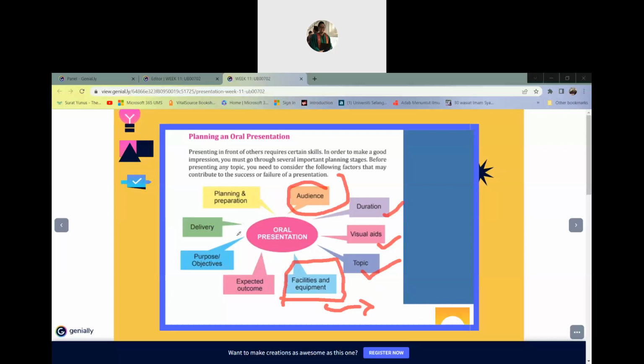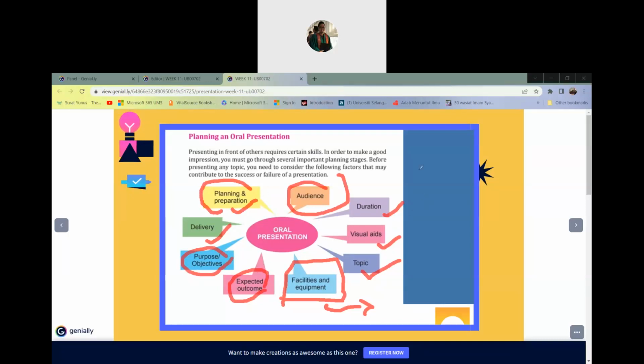Then the topic and delivery. The outcome is not necessarily an objective; the outcome could be the solutions for your problems. Planning and preparation is basically coming from you, how you are planning and preparing yourself to present the points.